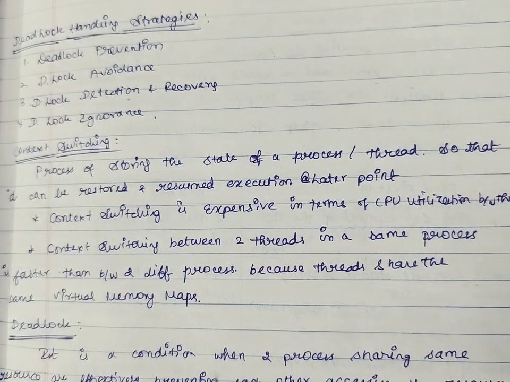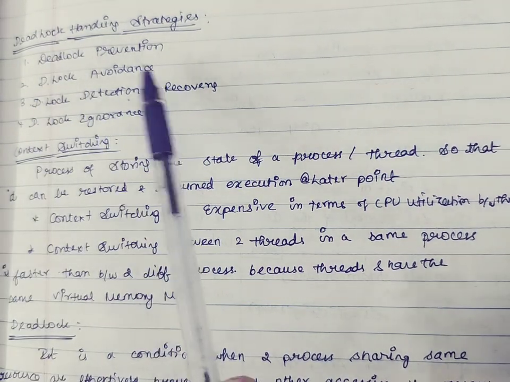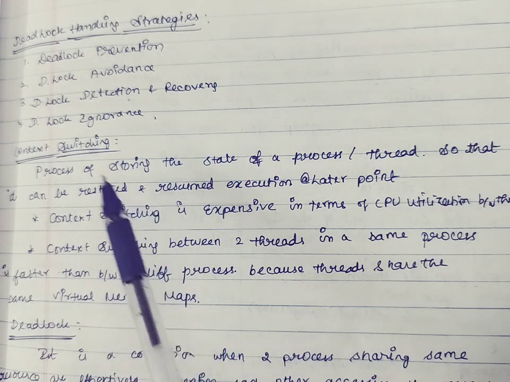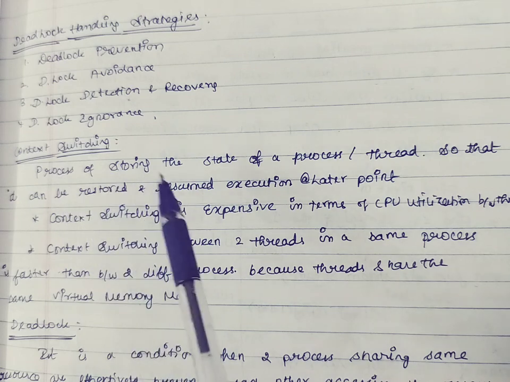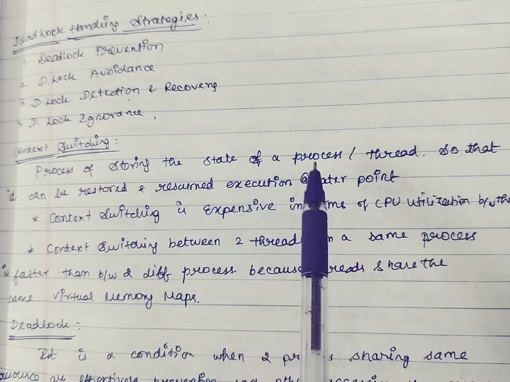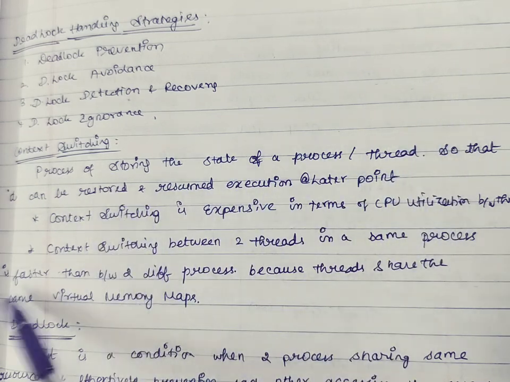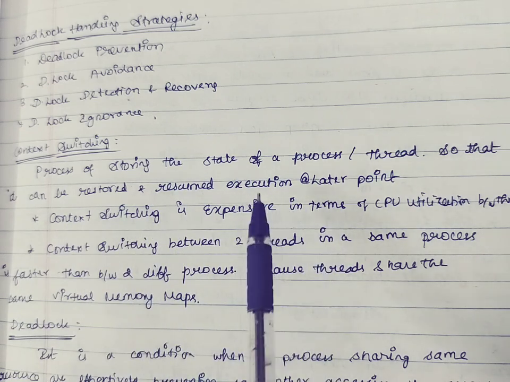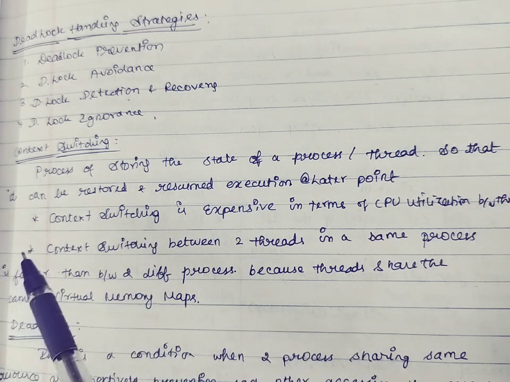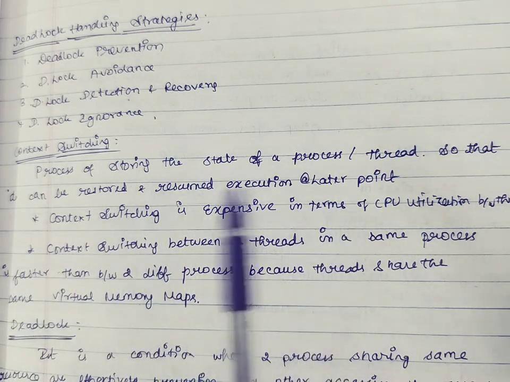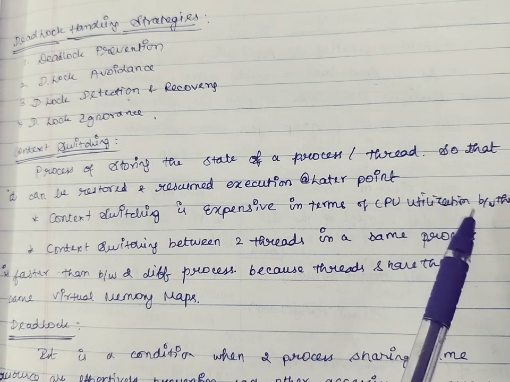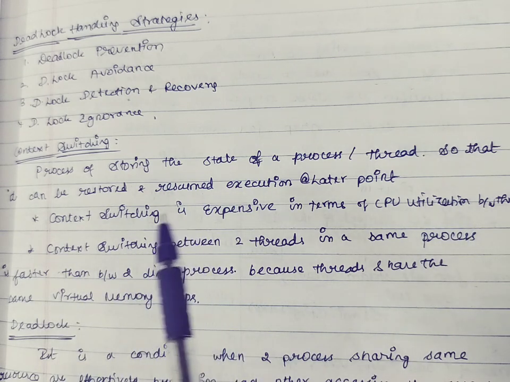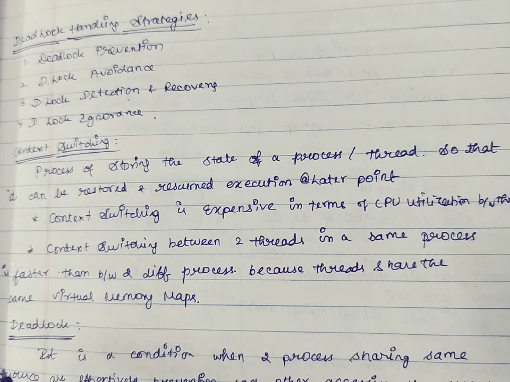Before seeing all these, let's check context switching. Context switching is a process in which we store the state of a thread so that we can restore or resume the execution at a later point. We know that context switching is generally the most expensive part of CPU utilization, whenever we are about to execute.